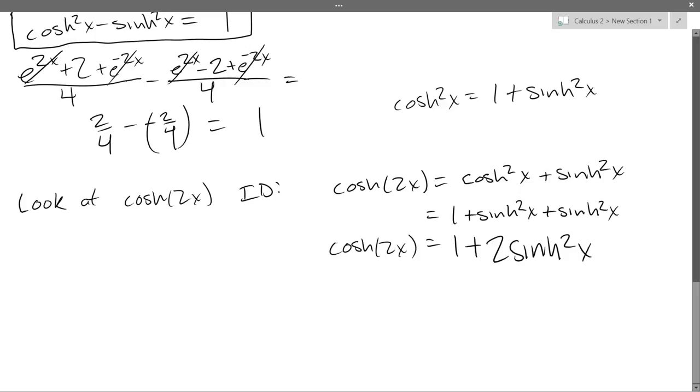And now we're going to solve for sinh squared. So we'll subtract 1, and then divide by 2.